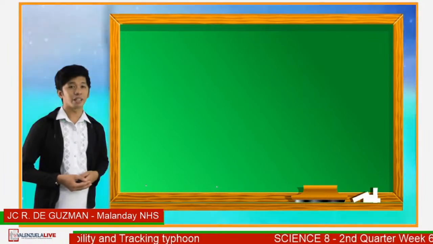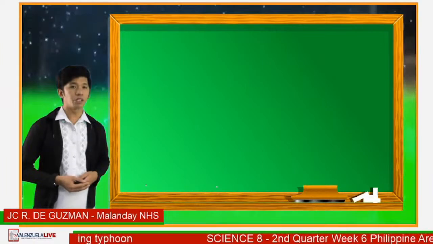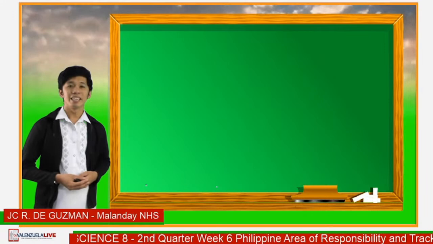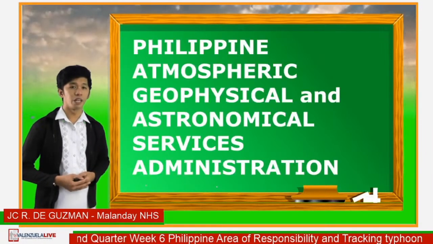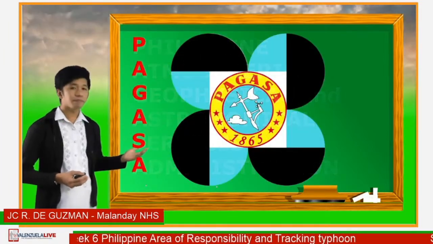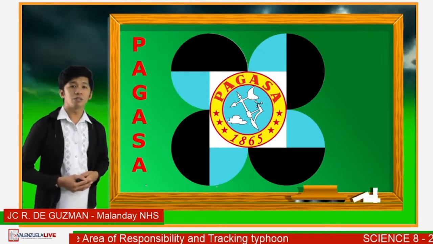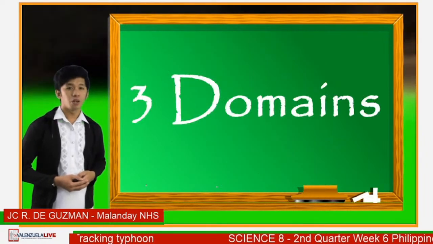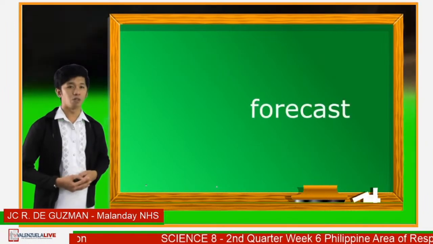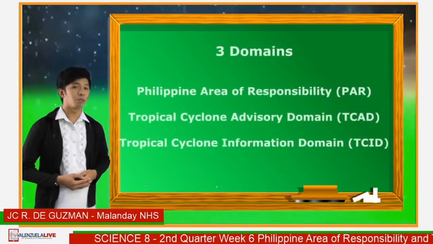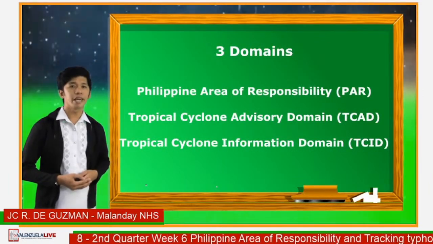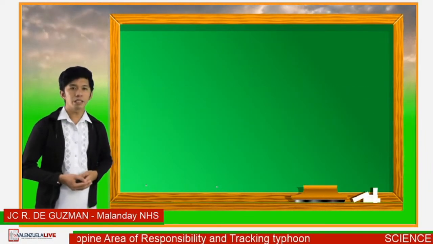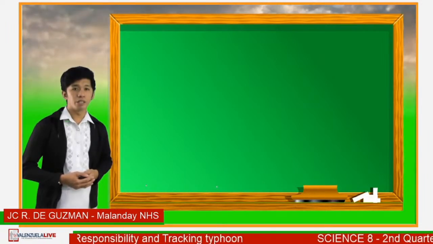Very good. We can start tracking a typhoon once there is a cyclogenesis or formation of the cyclone or LPA that is detected by the radars in our areas of responsibility. It is the duty and responsibility of the Philippine Atmospheric Geophysical and Astronomical Services Administration or PAGASA to monitor and to inform the public about the status of all tropical cyclones before it reaches the PAR. PAGASA forecasters use 3 domains where they monitor, analyze, and forecast tropical cyclones. These are the Philippine Area of Responsibility, Tropical Cyclone Advisory Domain, and the Tropical Cyclone Information Domain. If a tropical cyclone is present inside these domains, PAGASA is obliged to provide information about weather disturbance to the public.